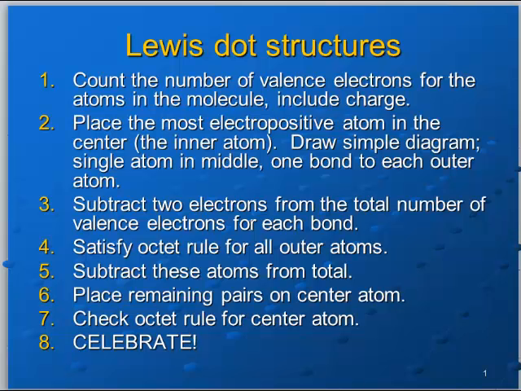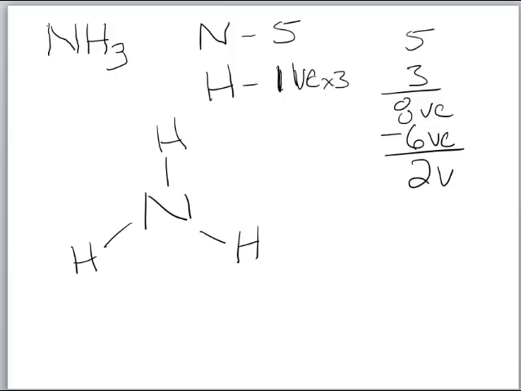Now, if you go back here and look, our next step is to satisfy the octet rule for all outer atoms. Now, of course, this one involves hydrogen. Hydrogen is in the first row, and in the first row there is only a single 1s orbital, and that means there's only room for 2 electrons. So hydrogen isn't an octet, it forms a duet. And so in this case, we have our duet because of our 2 electrons from the bond. So the outer atoms are satisfied.